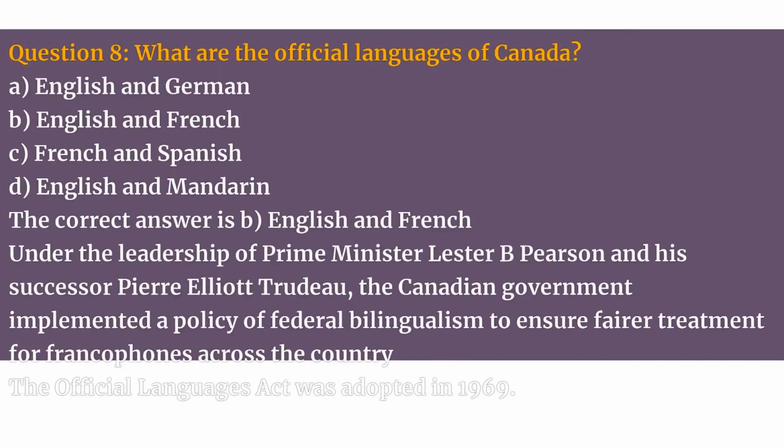Question 8. What are the official languages of Canada? A. English and German. B. English and French. C. French and Spanish. D. English and Mandarin. The correct answer is B. English and French. Under the leadership of Prime Minister Lester B. Pearson and his successor Pierre Elliott Trudeau, the Canadian government implemented a policy of federal bilingualism to ensure fairer treatment for francophones across the country. The Official Languages Act was adopted in 1969.